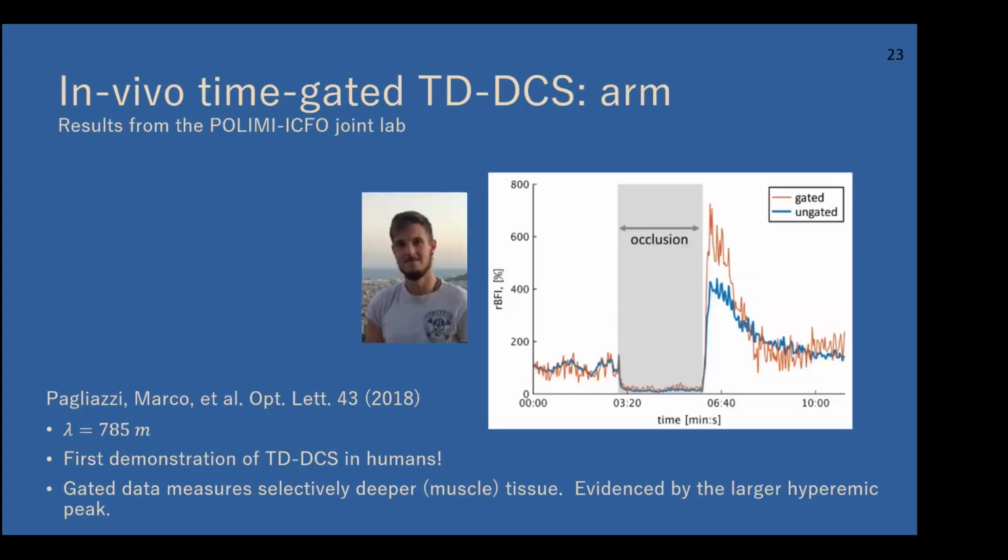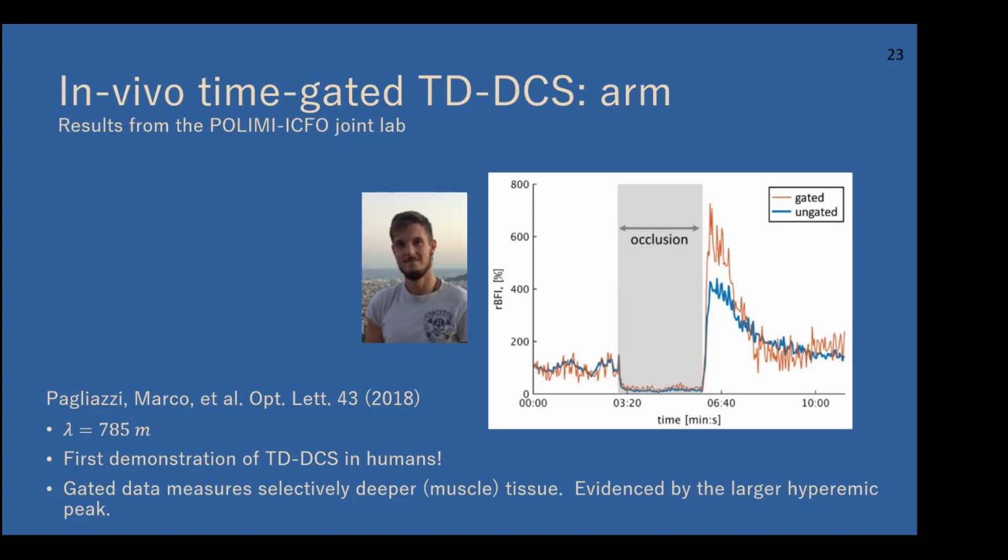Within this PolyMe ICFO joint lab venture, there have been several research projects that have been carried out, and in the next few slides, I want to introduce some of the results from those projects. So starting off, we had the first demonstration of time domain DCS in humans. This was done by Marco Pagliazzi.